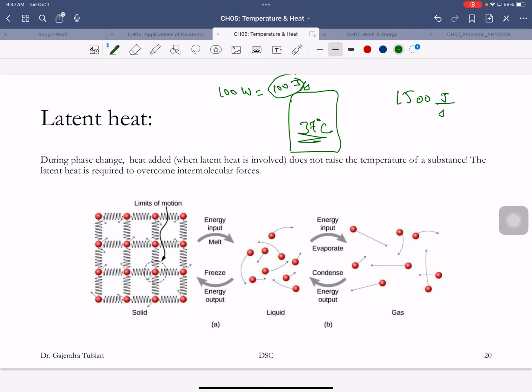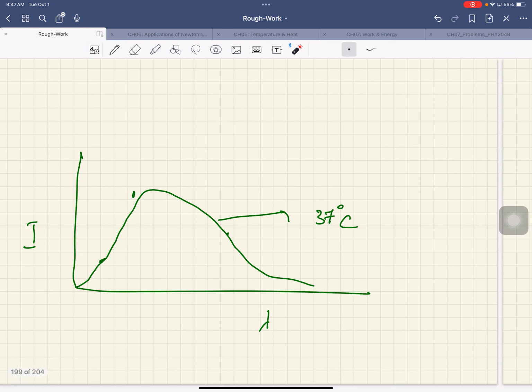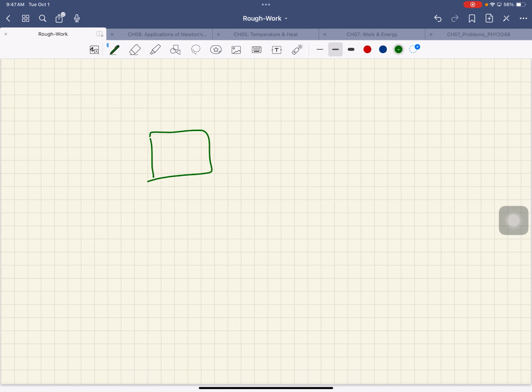Okay, anybody remember what latent heat is? So we saw that last time. When you add heat to a substance, its temperature will increase. Now, is there any time when you add heat to a substance and its temperature does not increase? Yeah, that's the latent heat when it's going through a phase change. When a substance is going through a phase change, its temperature does not change.